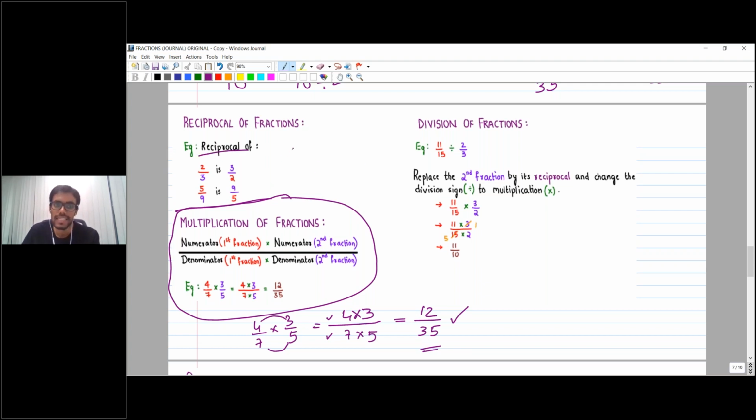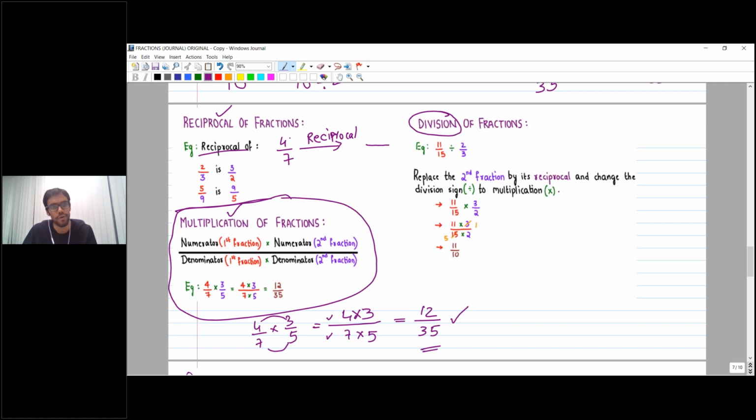Now, what do you mean by reciprocal of a fraction? Multiplication is done. Before looking at division, we have to check what we mean by reciprocal. For example, if I have the number 4 by 7 and I have to write its reciprocal, how will I write it? I just exchange the numerator and the denominator.